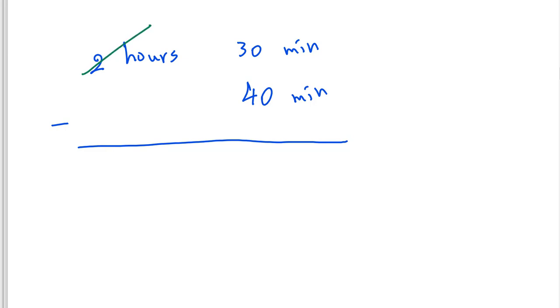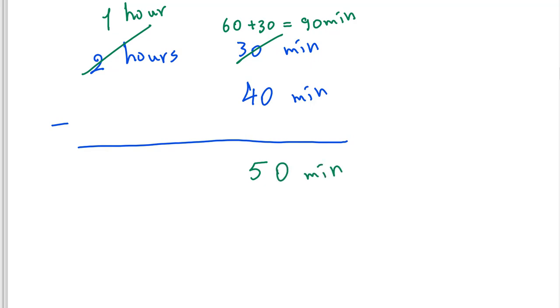So the remainder here will be 1 hour. And here we will add 1 hour to the 30. So 60 minutes, right? Plus 30 equals 90 minutes. Okay, so now this is 90 minutes. 90 minutes minus 40 is 50 minutes, and 1 hour. Excellent. Thank you, my hero.